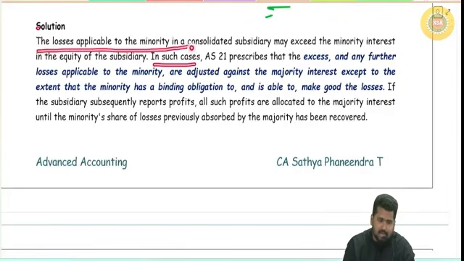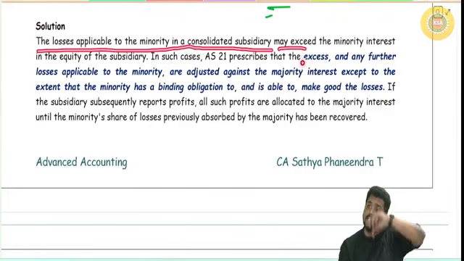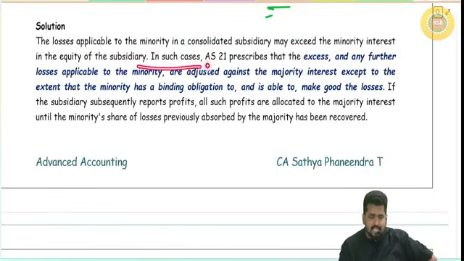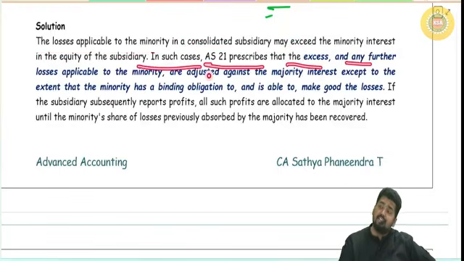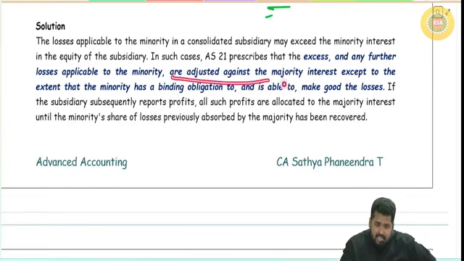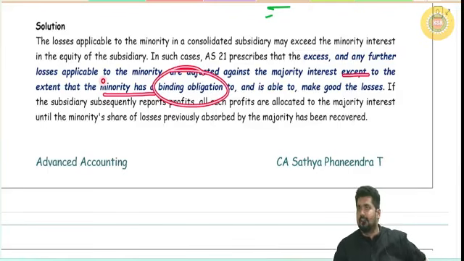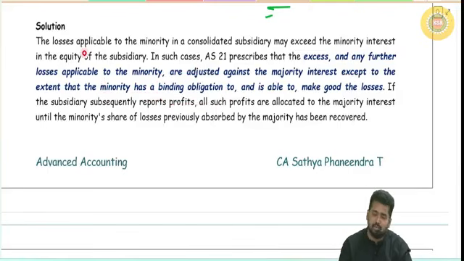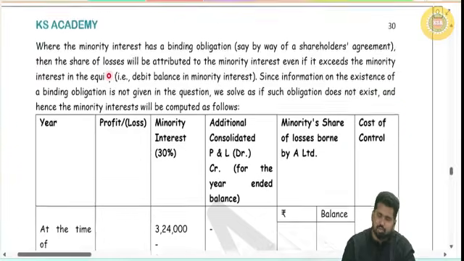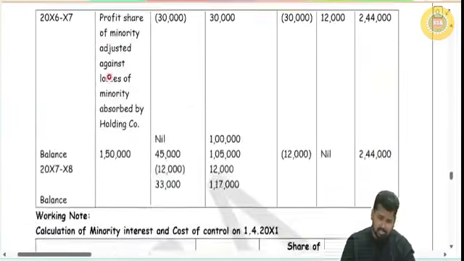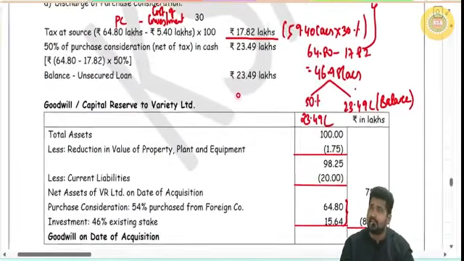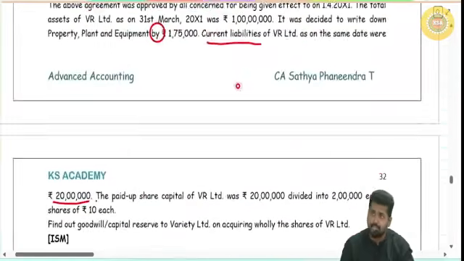The losses applicable to minority interest in the consolidation sometimes may exceed the equity they have. In such cases, AS 21 prescribes that the excess, or any further losses of subsequent years, are to be adjusted against the majority interest, the holding company, except to the extent the minority has a binding obligation to make good the losses. Otherwise you should not show it. Who should take it? Majority interest should take it. Clear? This is what you have to do. Everyone clear on that particular question?